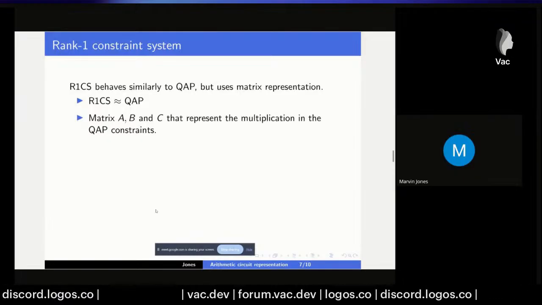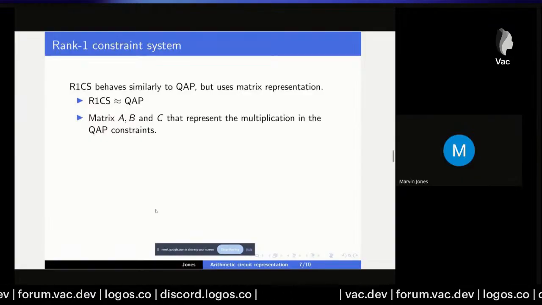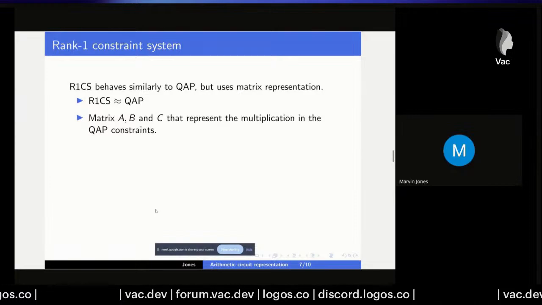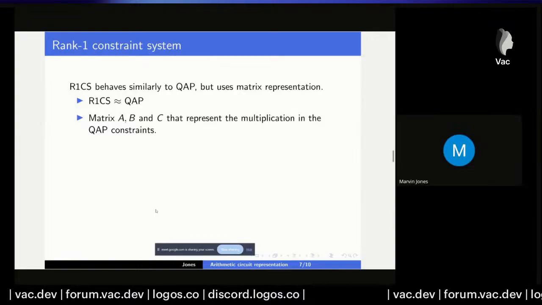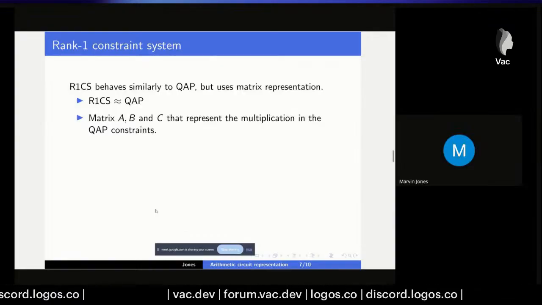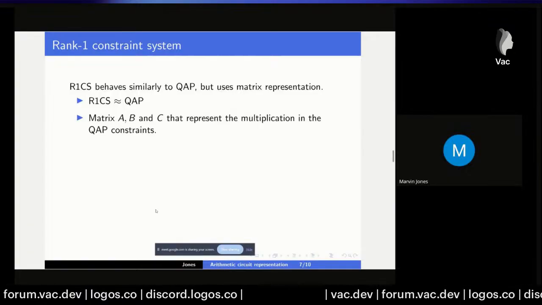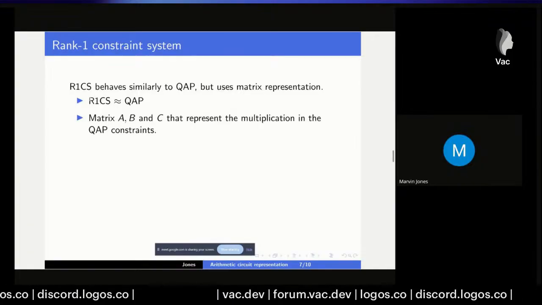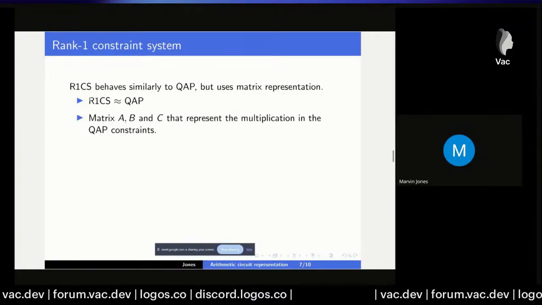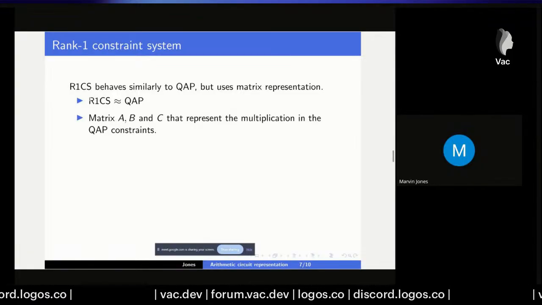I don't actually remember what they mean by rank 1, other than it's not what I want rank 1 to mean as a mathematician. I remember seeing it back in the day, and the only part about it that stuck in my head is that it's not matrix rank 1. So I apologize, I don't remember that, but if you took linear algebra and you remember ranks and matrices, that's not it. Anyway, rank 1 CS is basically QAP with matrices. Instead of having polynomials, we're going to represent essentially everything as matrix multiplication.